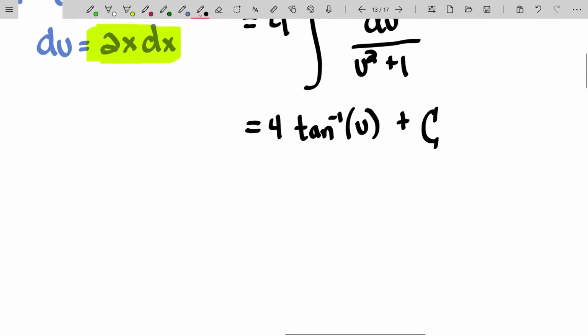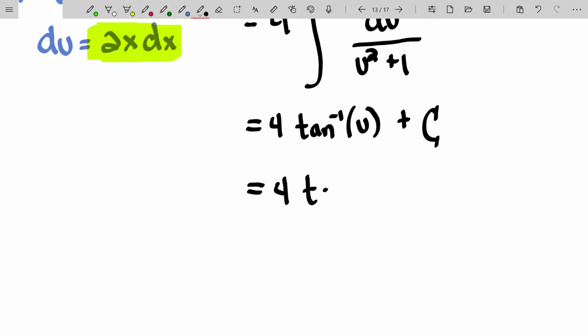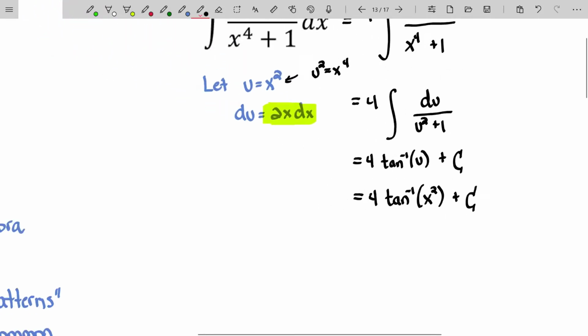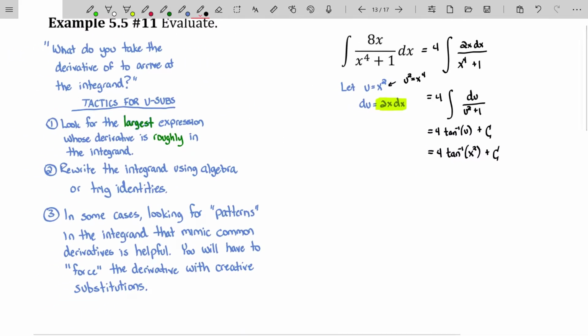Of course, we did not start with u's, so we'll have to trade that back out. That is 4 tangent inverse of x squared, and then plus c. So we've added something to our list of tactics, looking for patterns that look like common derivatives. Very, very helpful.